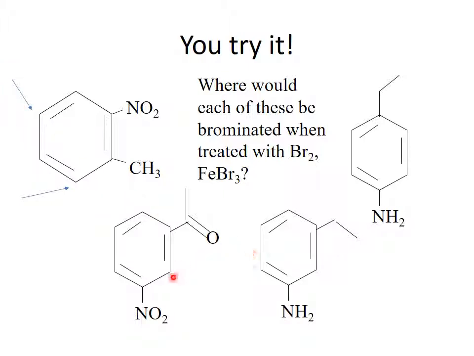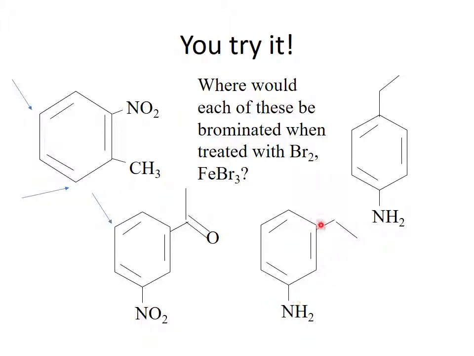Where would bromination occur on this molecule? Well, if I look, this is a meta director, so here and here, which is already substituted. And nitro is a meta director, so here and here, which is already substituted. So the only position which would be brominated would be right here.